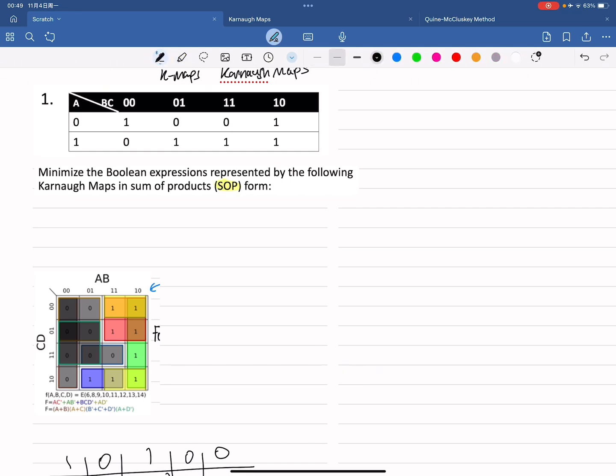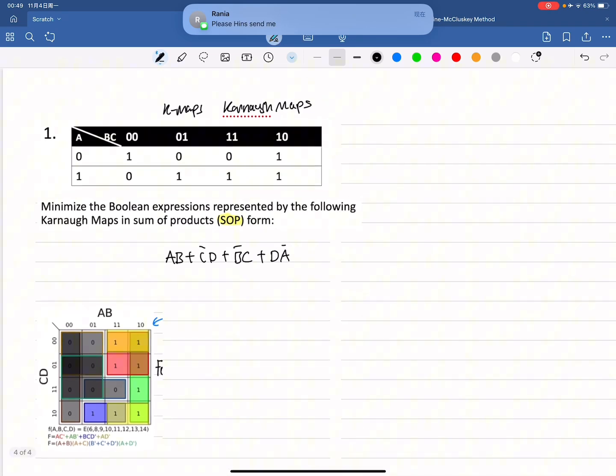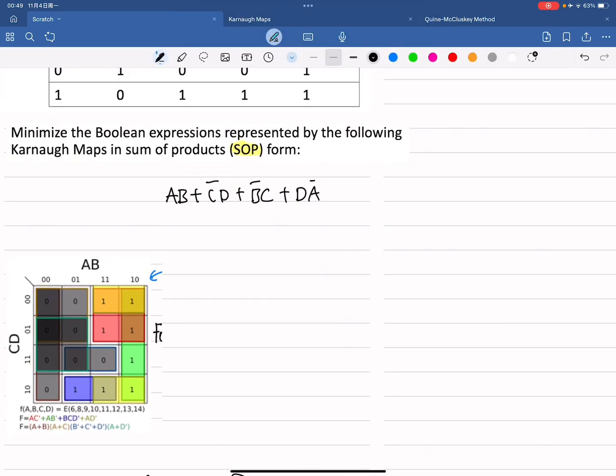So what is SOP? SOP is basically you have terms. Let me just write some terms out, like this. What it is basically is a sum, denoted by the plus sign, of products, which are these terms. And it should be in this exact form.